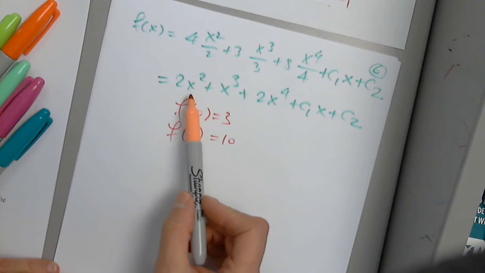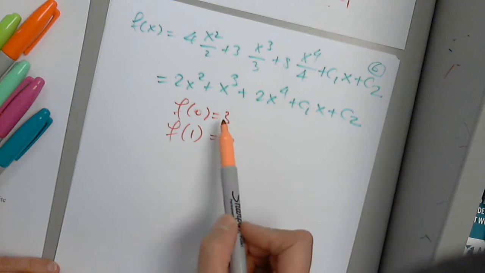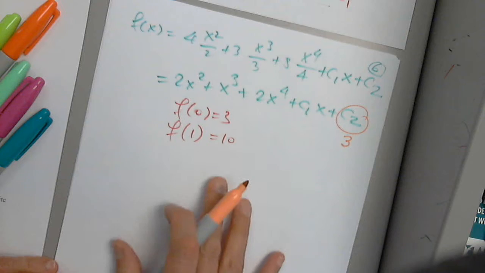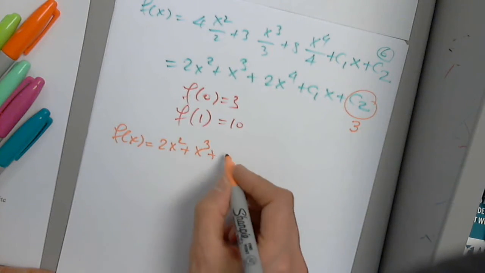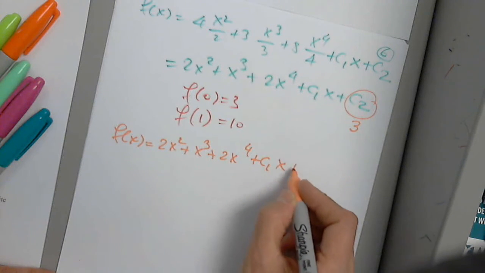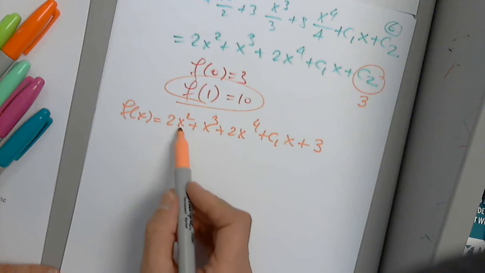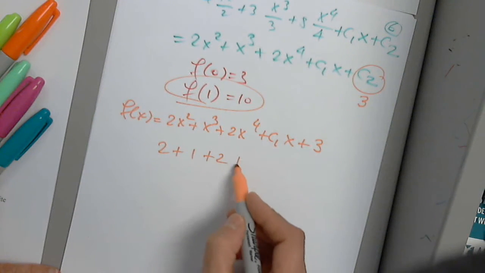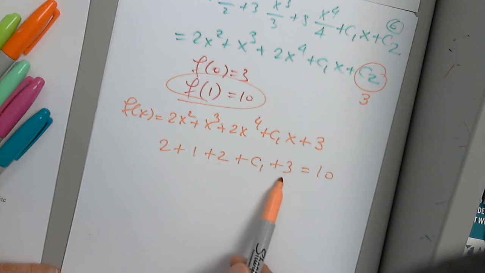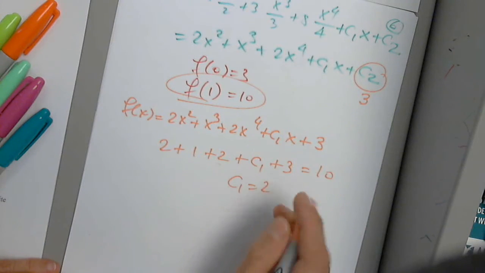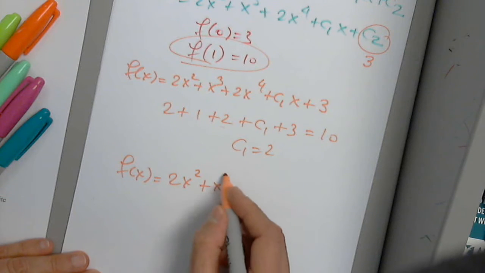So f of 0, everything is 0 except c2, right? So obviously c2 must be 3. So f of x equals 2x squared plus x cubed plus 2x to the fourth plus c1x plus 3. And now I have the second condition that says f of 1 is 10. So 1, 1, 1, c1, 3, and 10. So this is 5 plus 3 is 8, subtracted from 10, c1 is 2. So the only function that fulfills the given conditions is this.